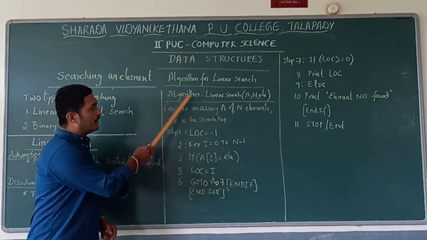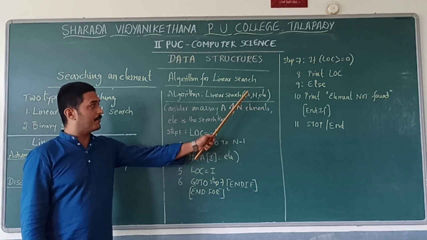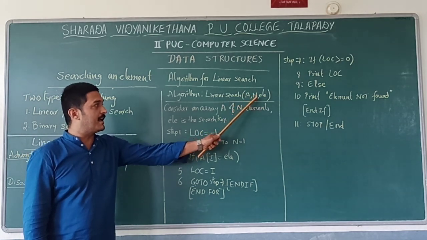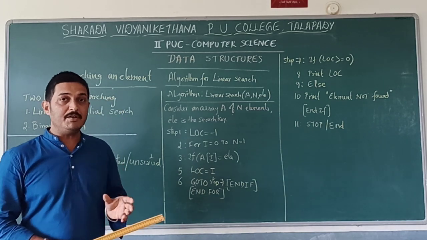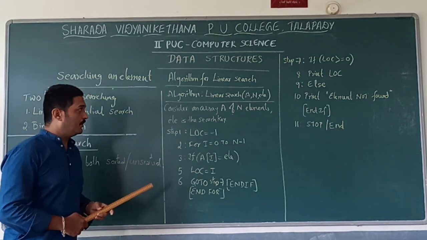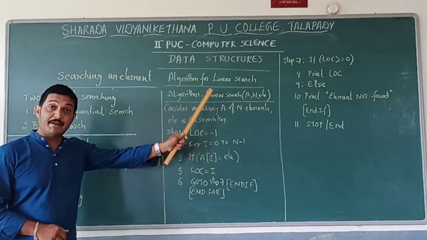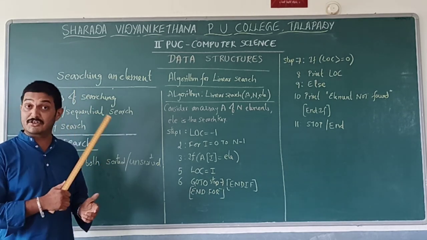Here the algorithm name is linear search, the array name is capital A, the number of elements is n, and ELE is the search key. What do you mean by search key? Search key means the element to be searched. The algorithm is very important. Whenever you write the examination, you need to write the algorithm name first.